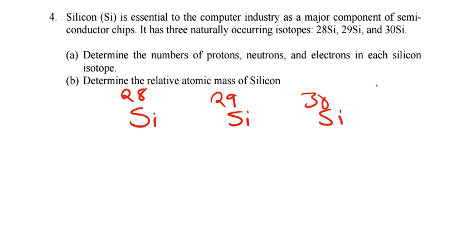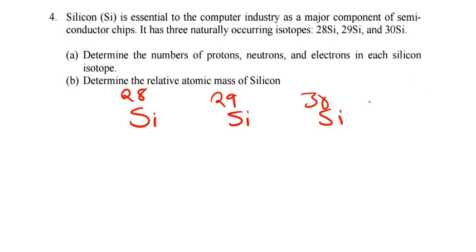From there we can actually get a definition. Isotopes are atoms of the same element with different mass numbers, but the same atomic number, or the proton number. That's what isotopes basically are. So that's where we start from.